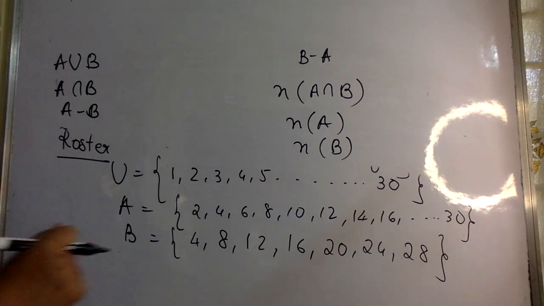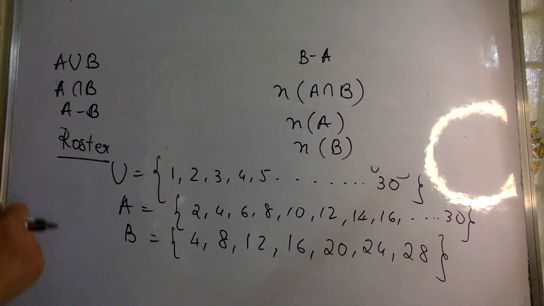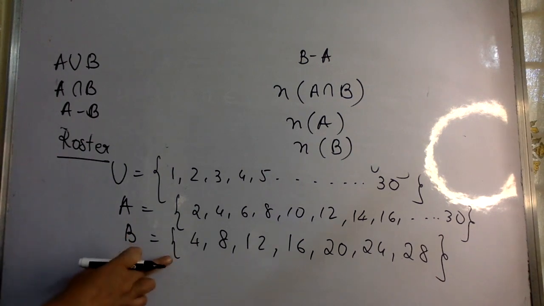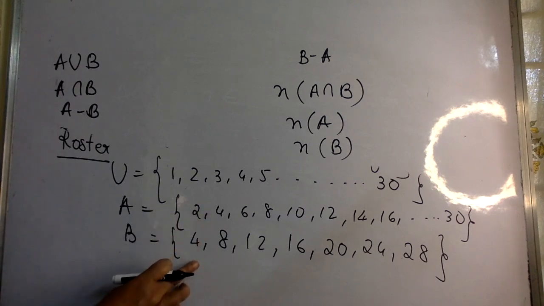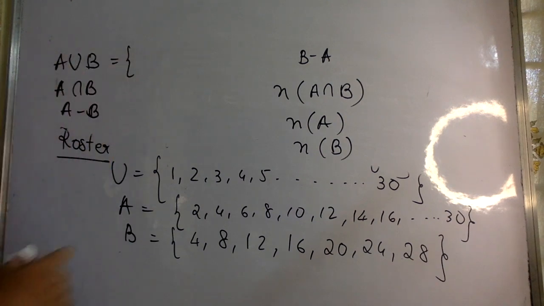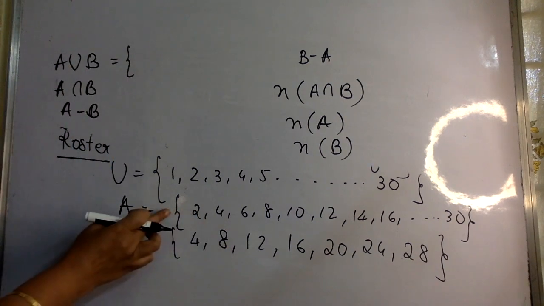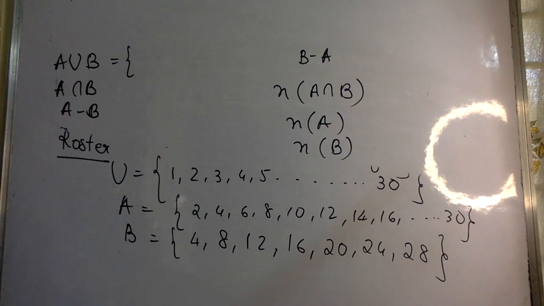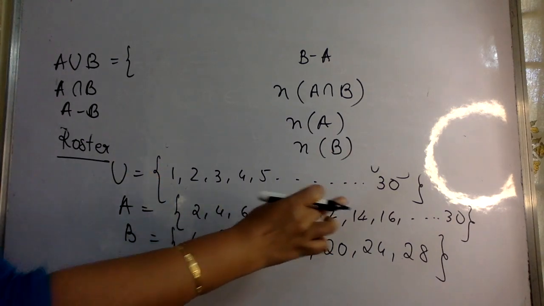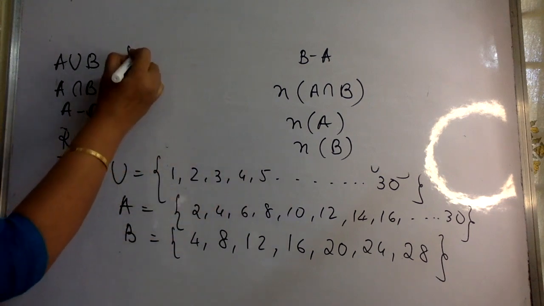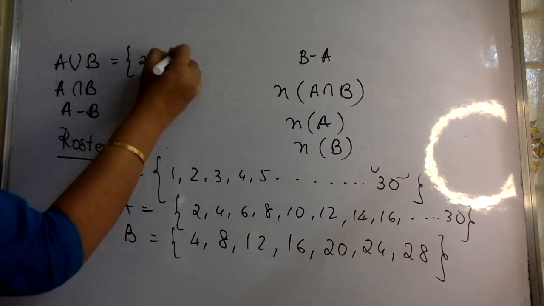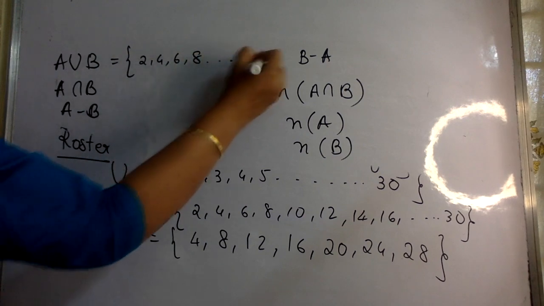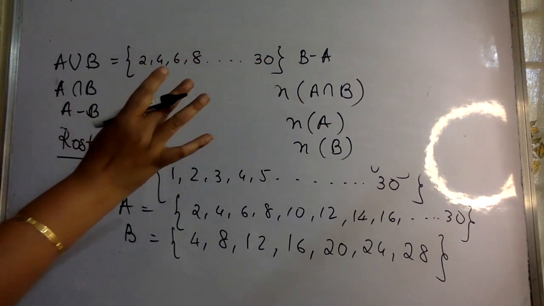Now note one thing, don't waste too much time on this. A was even numbers, B is multiples of 4. All multiples of 4 are actually even numbers. So A union B is nothing but A, because B is a subset of A. In A union B we write whatever is there in set A: 2, 4, 6, 8 till 30. All the even numbers come in A union B.